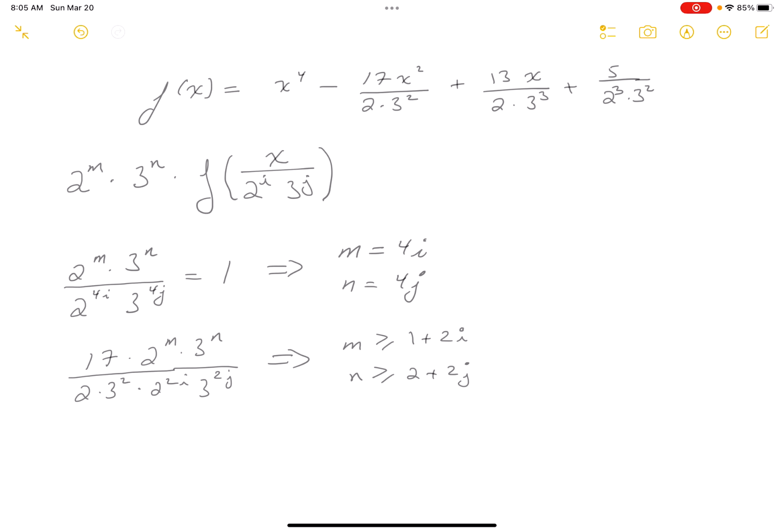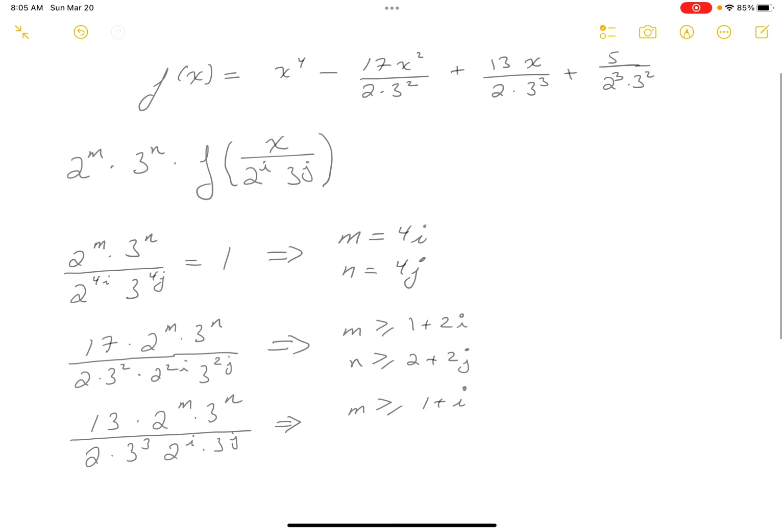And the next one, we'll write this down. 13. We get 2 times 3 cubed. Well, we're going to get what now? Times 2 to the m, 3 to the n, and on bottom you're going to get what? 2 to the i, and 3 to the j. All right, let's start doing our counting. So I know m, that's the number of factors of 2 on top, must be greater than the factor of 2 on bottom. And the number of factors of 2 on bottom is just 1 plus i.